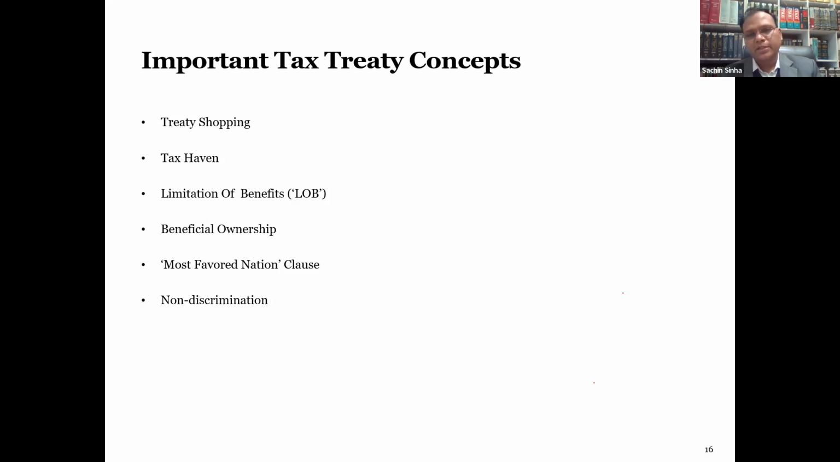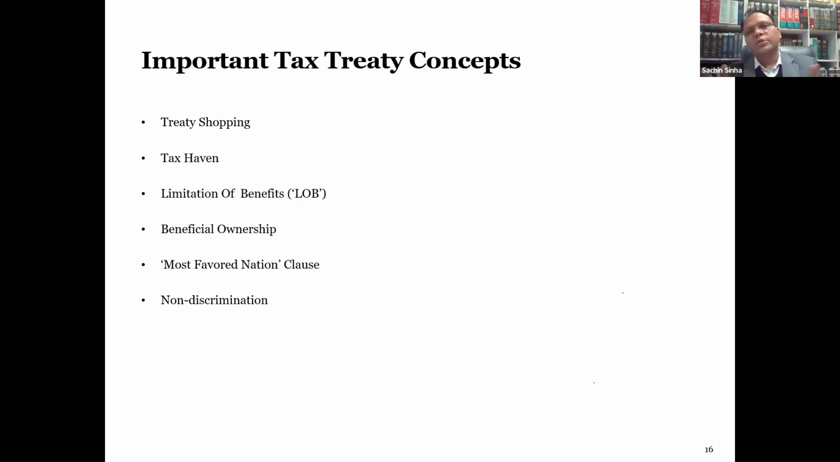So assuming that the DTAA is more beneficial, as Geetika said, in the treaty the make available clause is there. However, in the domestic law, such a clause is not there. So as per the domestic law, it is taxable. But when we refer to the DTAA, it is not taxable.